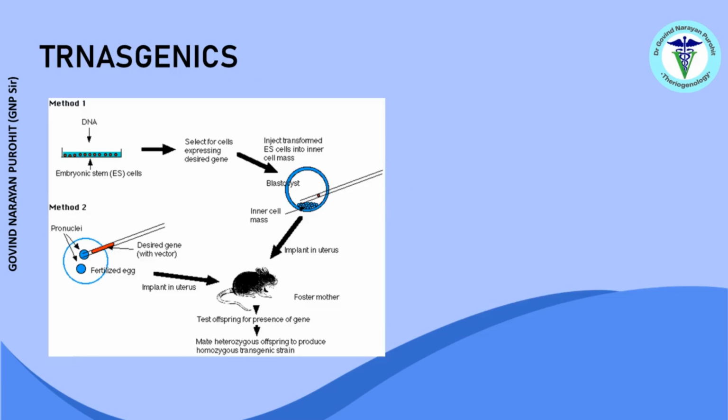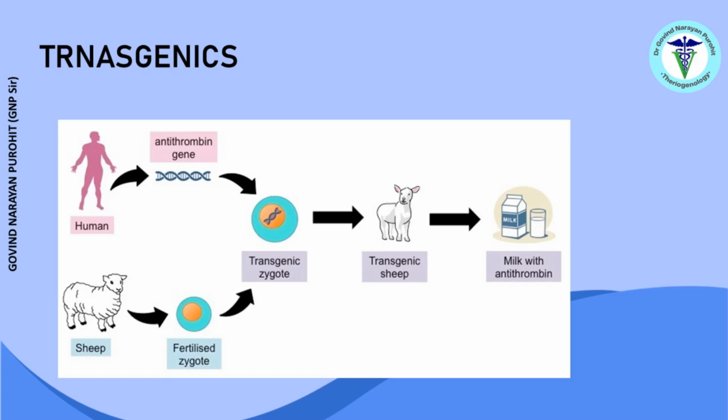There are various methods to create transgenic organisms, including pronuclear injection and the use of embryonic stem cells. These techniques help in producing organisms with desired genetic traits. An example of transgenics is the introduction of the antithrombin gene into a sheep, resulting in the production of milk containing antithrombin, which is used for medical purposes.